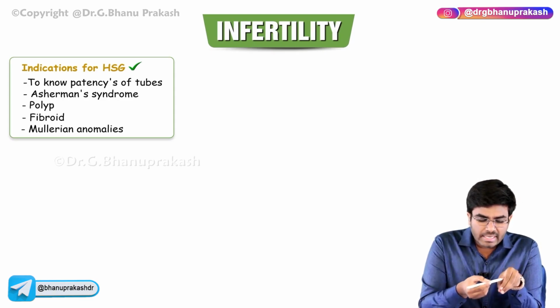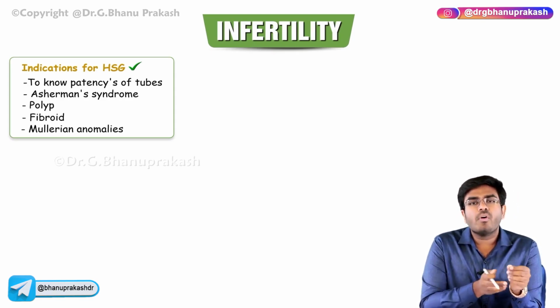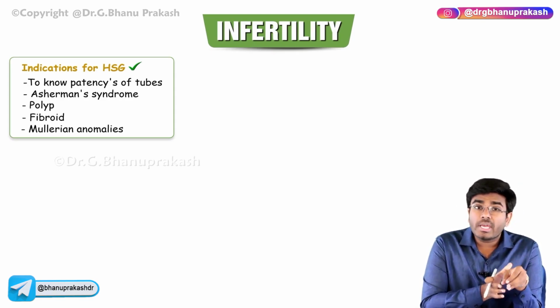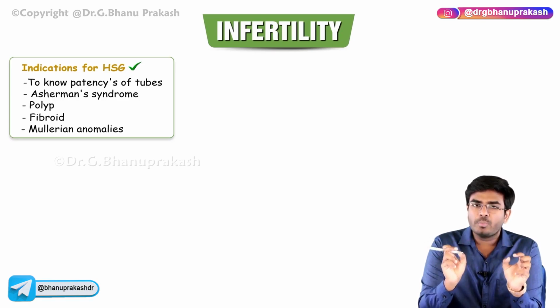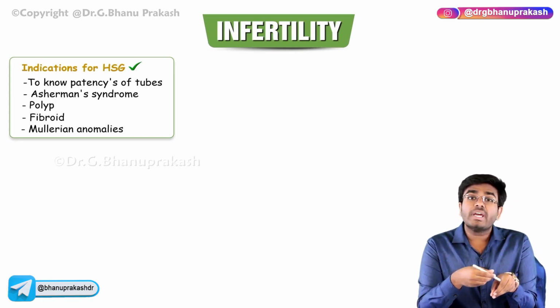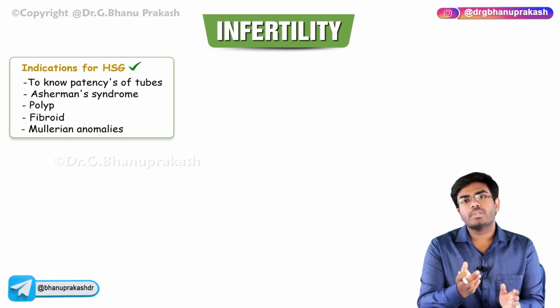Yes, the dye is entering into the uterine cavity and into the fallopian tubes. So, with the help of hysterosalpingography, you can know the interiority of the fallopian tubes as well as the uterine cavity. For example, if there is any defect in the uterine cavity, can you get it on hysterosalpingography or not? Yes, absolutely you can get it.